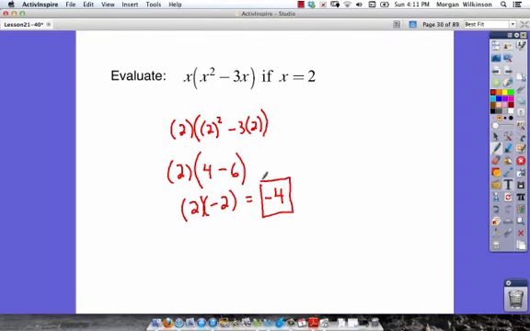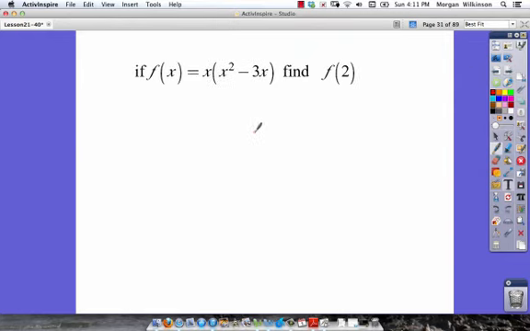The important part as you work through your problem is to work in the correct order of operations. Everything in parentheses first, okay, then go outside and multiply by your 2. Let's look at our next problem. Now this problem looks a little different.